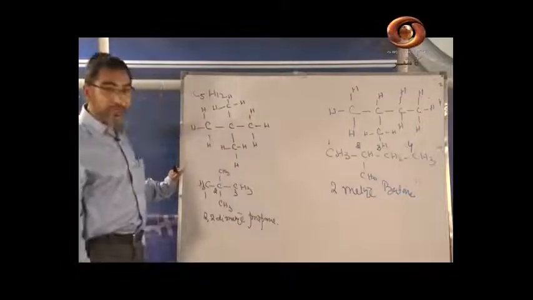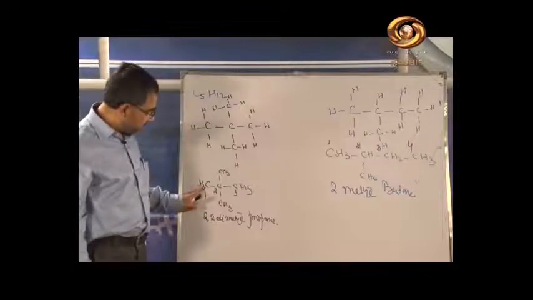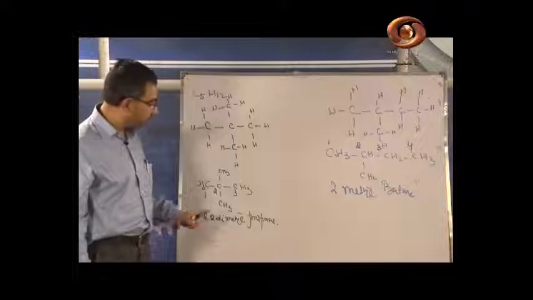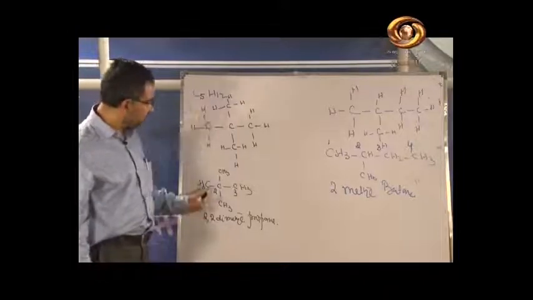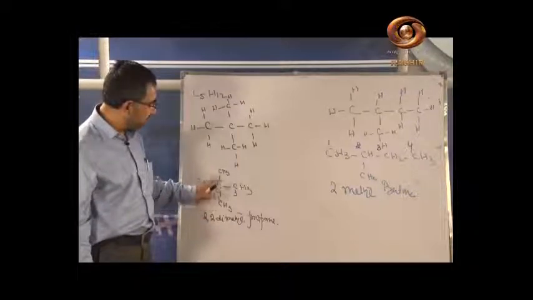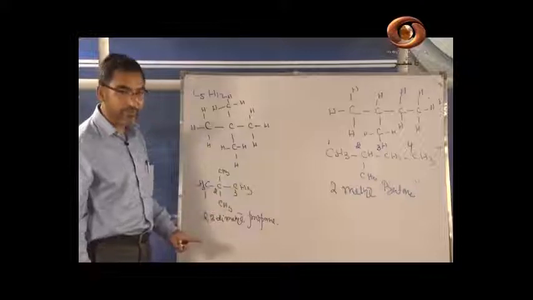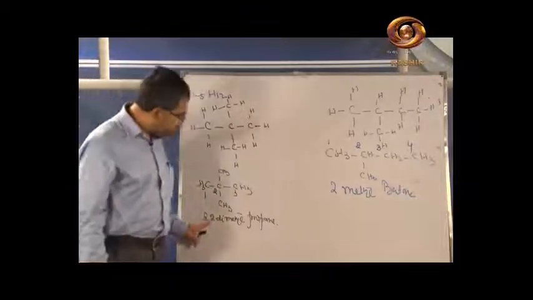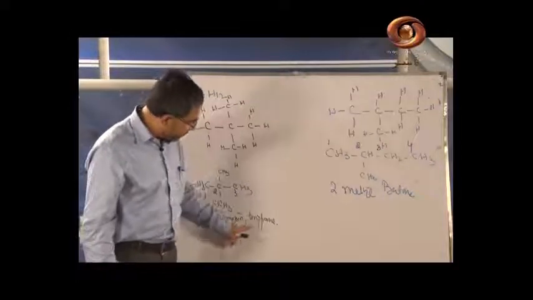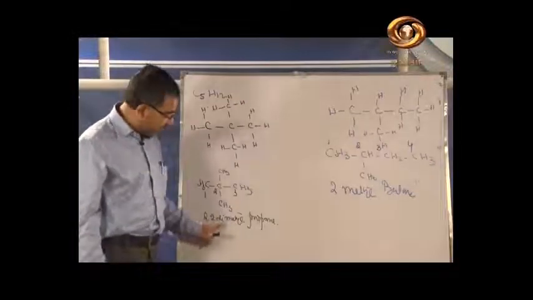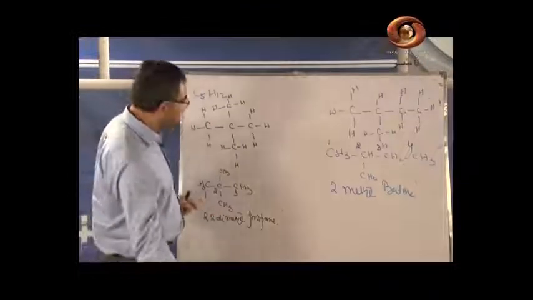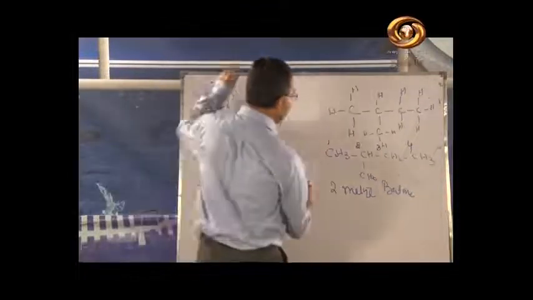2,2-dimethyl propane. If you count the hydrogens, H3, H3, H3 and H3, 3 into 4, 12. There are 12 hydrogens and there are 5 carbons, 1, 2, 3, 4 and 5. What is the name of the compound? The name of the compound is 2,2-dimethyl propane. So इस फार्मूला के हमारे पास 3 कंपाउंड्स आ गए.